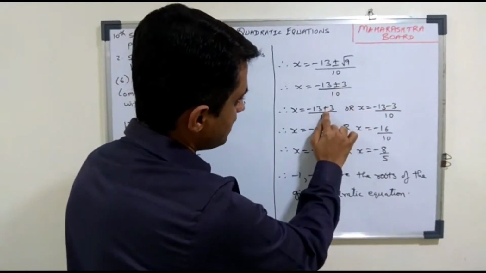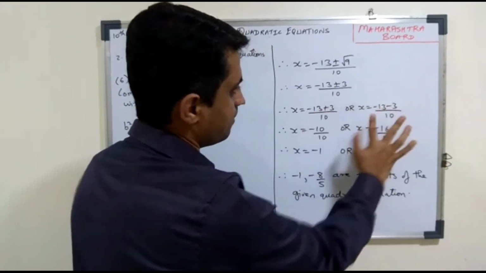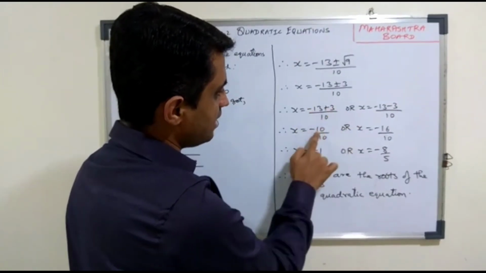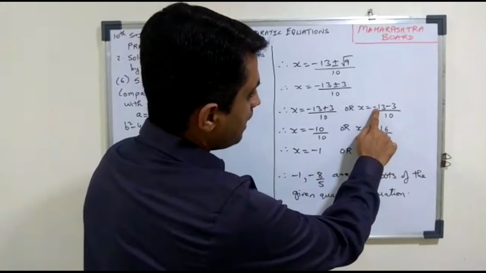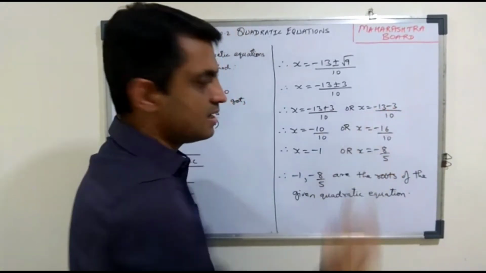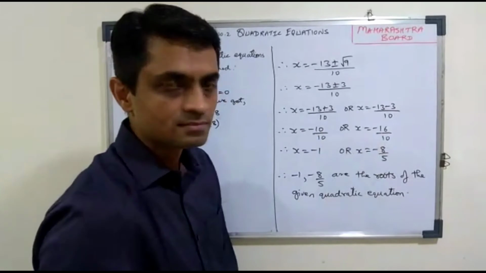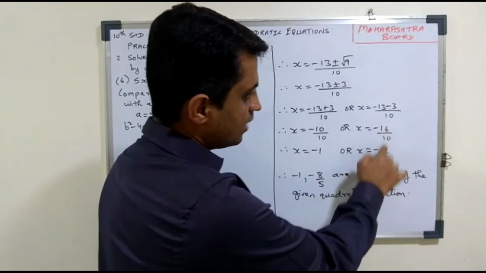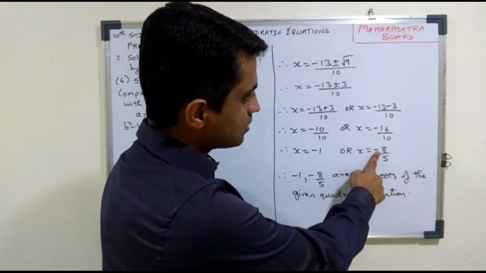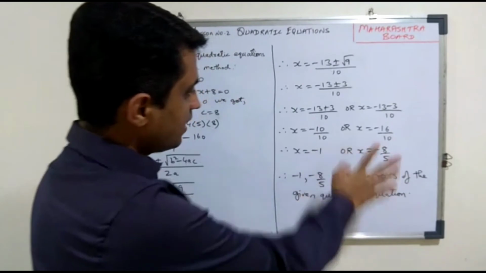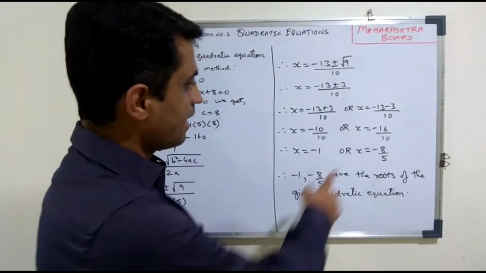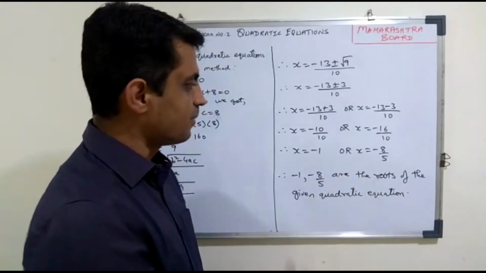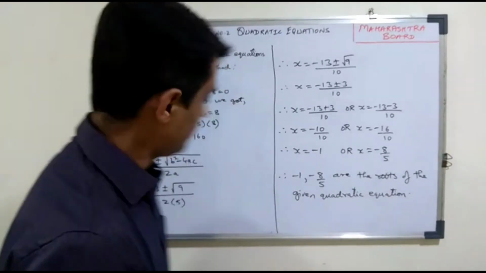Only the middle sign changes, look, plus minus, other things remain same. Minus 13 plus 3 is minus 10. Minus 13 minus 3 is minus 16 upon 10. Minus 10 upon 10 is minus 1. This will get cancelled. 2 table: 2 8s are 16 and 5, 2 5s are 10. So we got two answers. X is equal to minus 1 or x is equal to minus 8 upon 5. So final answer minus 1 comma minus 8 upon 5 are the roots of the given quadratic equation.